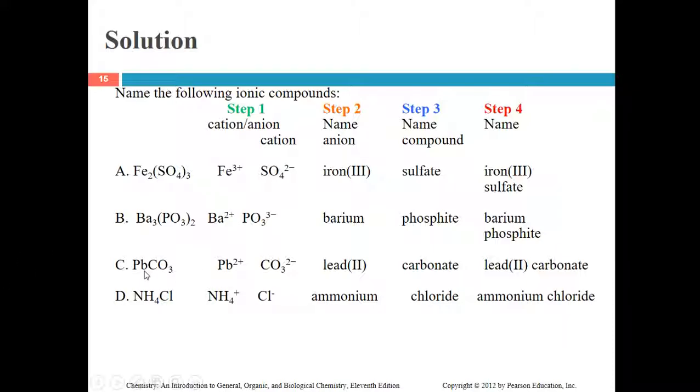Lead can have more than 1 charge, so we have to look at the partner to see what its charge is. That's carbonate, which is a -2 charge. It's a 1 lead to 1 carbonate ion ratio, so since it's overall -2 for the carbonate, that means lead must be a +2. So it is lead 2 carbonate. NH4 is the ammonium ion, and this is just chlorine with no oxygen after it. It's not a polyatomic anion, so it's just ammonium chloride.